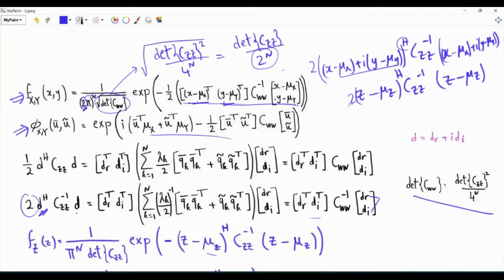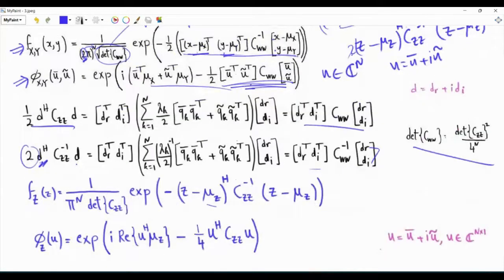Last thing to do is to rewrite the characteristic function also in terms of the statistics of vector Z. Now we have a quadratic form, and this quadratic form involves a 2n real valued vector, which is vector u bar stacked over u tilde. And according to this result here, we can combine u bar and u tilde as u. So we can define u now as an n-dimensional complex vector, and u is equal to u bar plus I u tilde. And we take this quadratic form and replace it by 1/2 u Hermitian CZZ u. So, because there is a minus half here, we end up with minus 1/4 u Hermitian CZZ u.